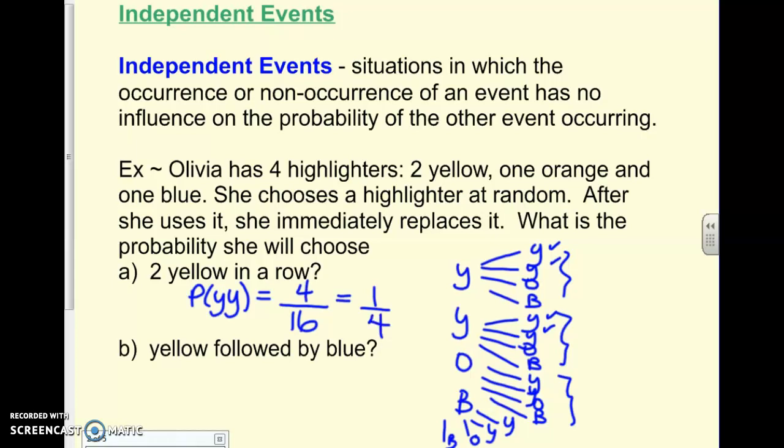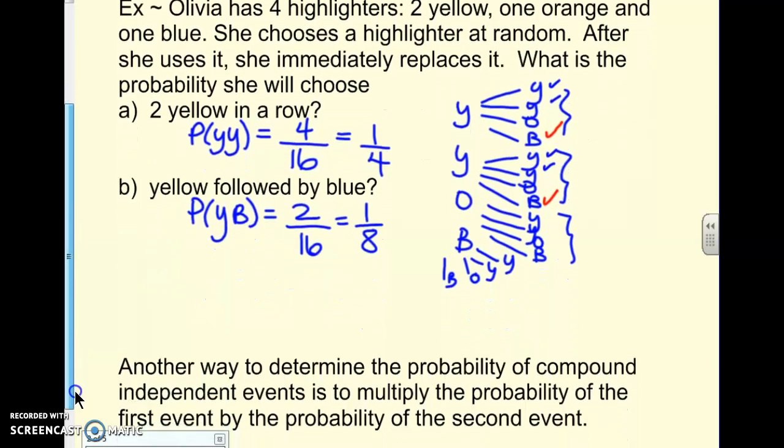Okay? Likewise, if I want to do the probability of yellow followed by blue, I look at my combinations of yellow followed by blue, yellow followed by blue. So there are 2 out of 16, or 1 out of 8.